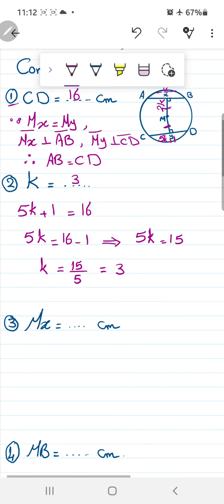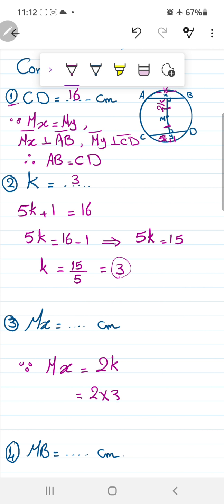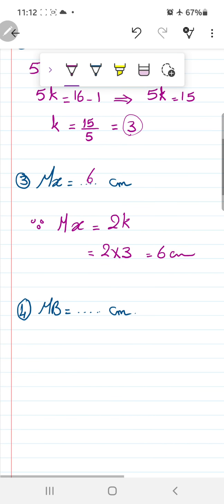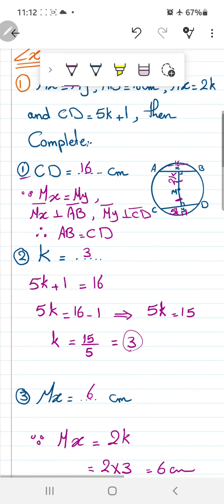Let's take number 3, MX. Here we know MX is 2K. By substitution, K is 3. So 2 times 3 equals 6. So MX equals 6 centimeters. The last one, MB.